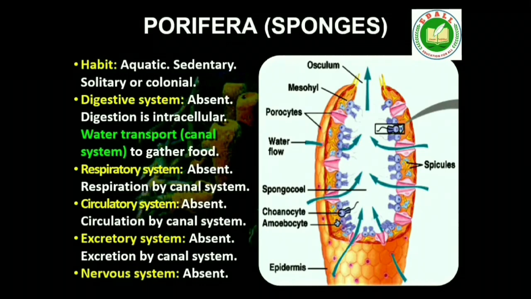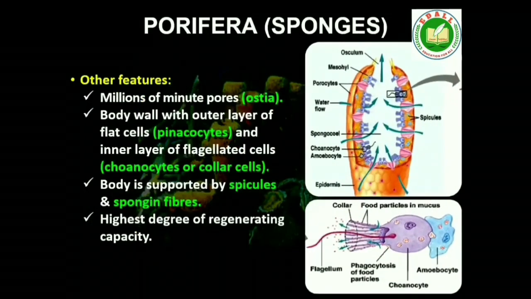Sponges have a water transport or canal system. Water enters through minute pores, ostia, in the body wall into a central cavity, spongocoel, from where it goes out through the osculum. This pathway of water transport is helpful in food gathering, respiratory exchange and removal of waste.